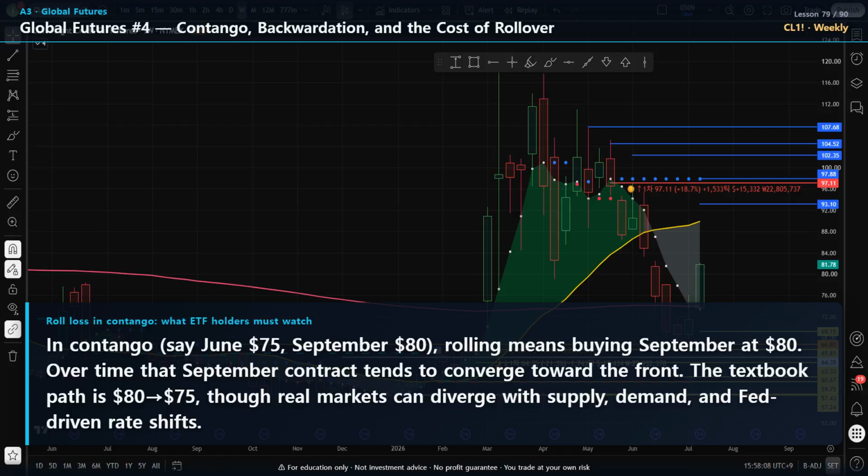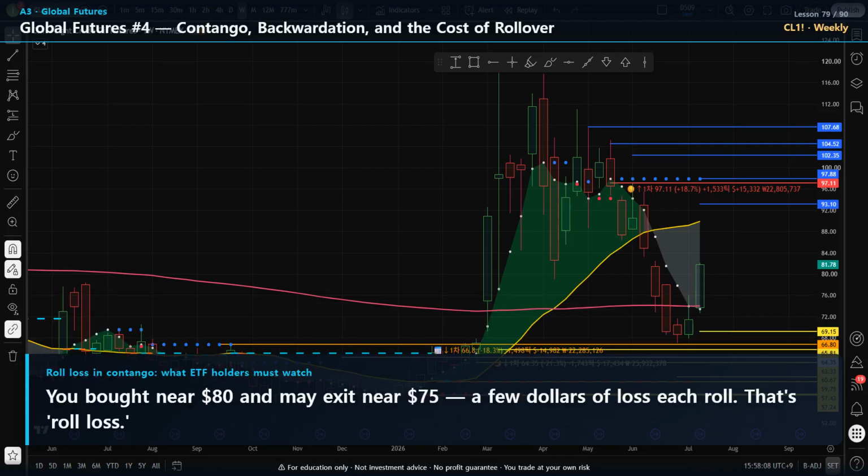In contango, say June $75, September $80. Rolling means buying the higher September at $80. Over time, that September contract tends to converge toward the front. The textbook path is 80 to 75, though real markets can diverge with supply, demand, and Fed-driven rate shifts. You bought nearby at 80 and may exit nearby at 75. A few dollars of loss each roll.